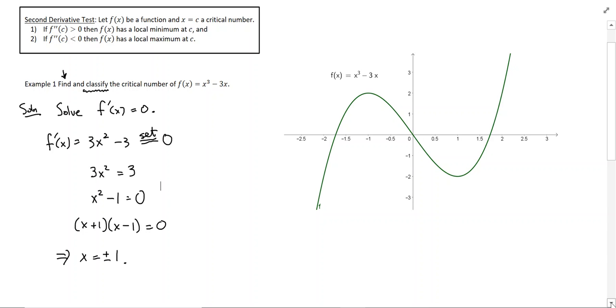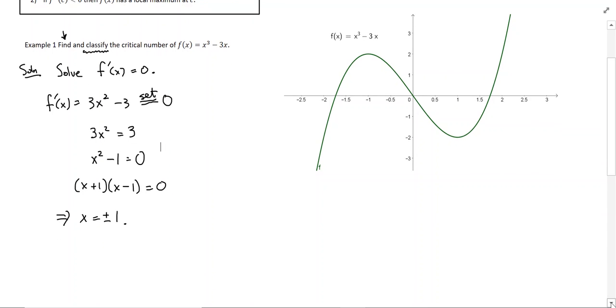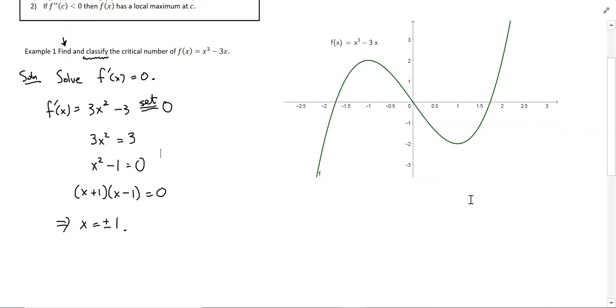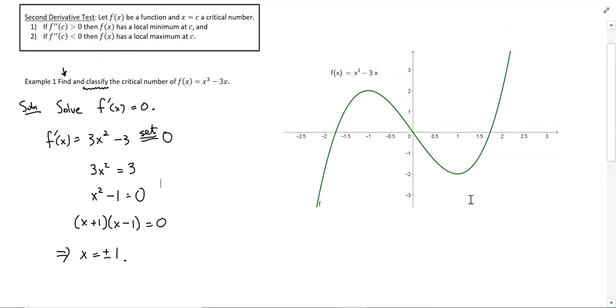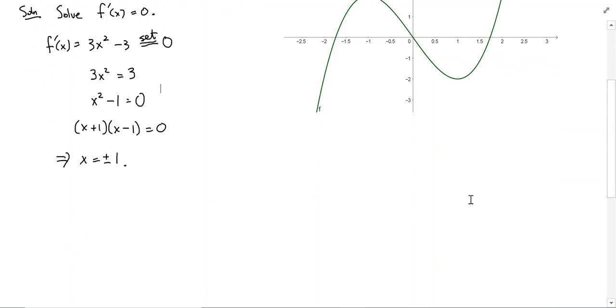Now, looking at the graph, it's already apparent what kinds of critical numbers these are. One gives a local maximum, one of them gives a local minimum. But let's verify this. Suppose we weren't looking at the graph and wanted to verify this analytically using the theorem, which we're calling the second derivative test. So how would that look? Let's call this step 1, and now step 2 is the classify part. So let's take the critical numbers one at a time.